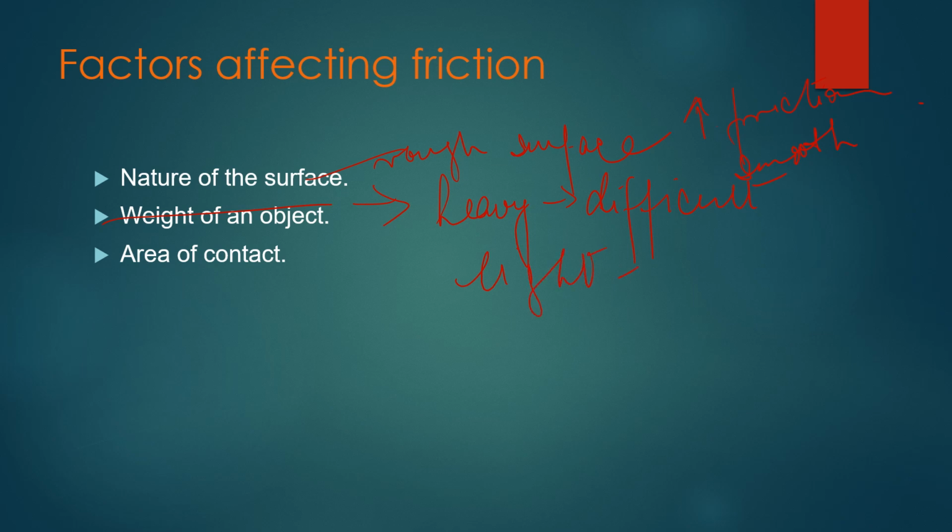Okay, so it is easier to pull. Why? Because the greater resistance will be given in case of a heavy object, and when you are finding difficulty in moving the heavier object, it means that they are affecting your friction, they are increasing your friction. So weight is obviously a main factor which affects friction.